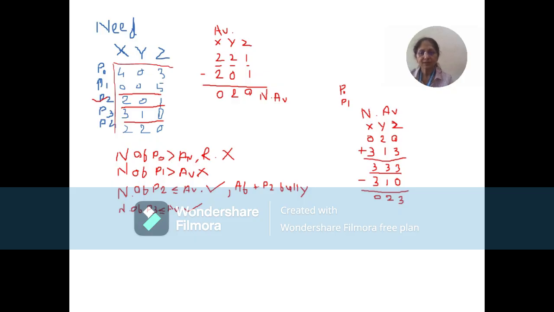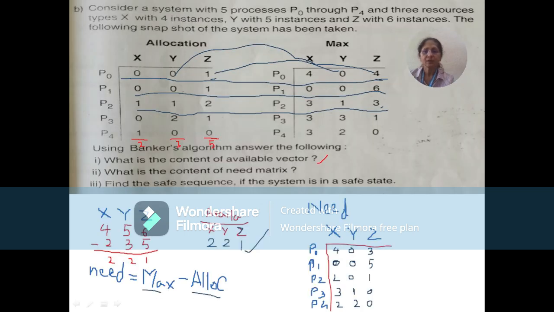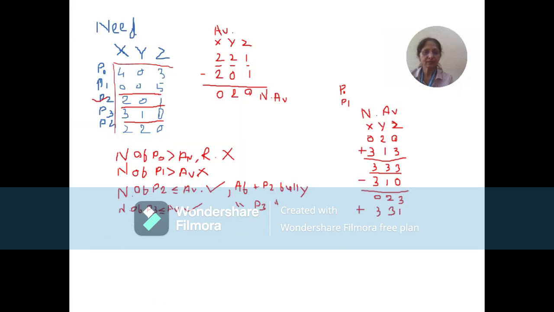So the same thing here. After some time, P3 will be fully executed. And then what we have to do? The new available is nothing but the current available plus the max of P3. So let us see. What was the max of P3? The max of P3 is 3, 3, 1. Let's add it. And the new available is X, 3, Y, 5 and Z, 4. Okay, so this is our new available. So now P3 is also fully executed.